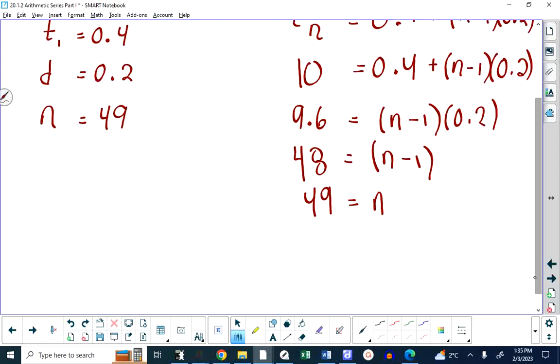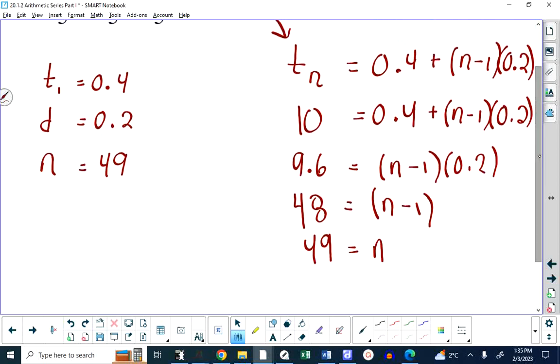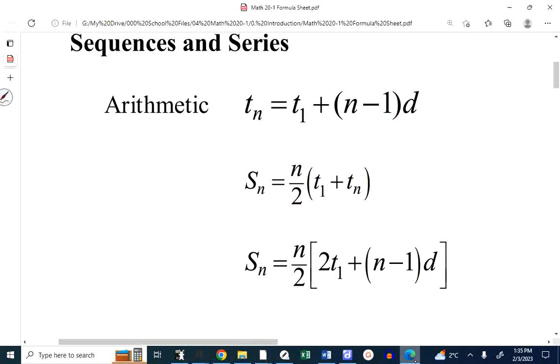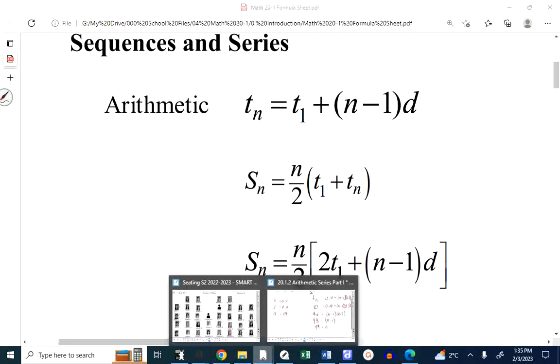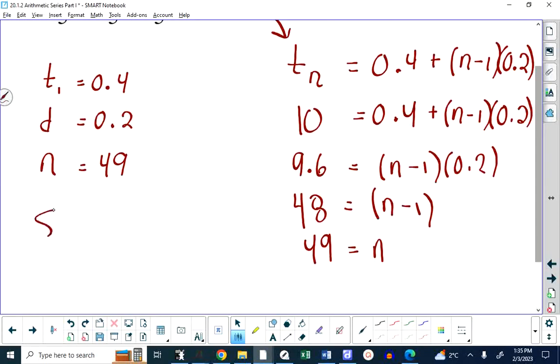Listen, even though we know the common difference, I personally would much rather use this formula that's in the middle of these three. It's just less work, less complicated. I just add the first and the last terms, because I know them both, and I multiply by whatever 49 over 2 is. So S49 is 49 over 2 times the first term, which was 0.4, plus the last term, which is 10.